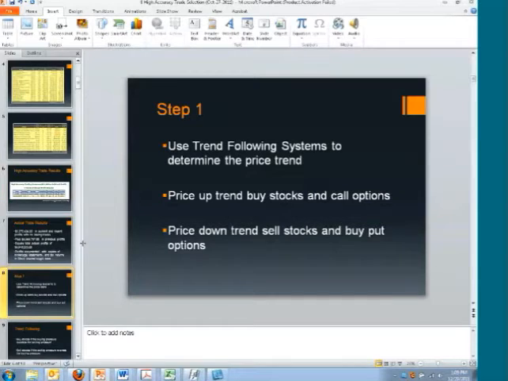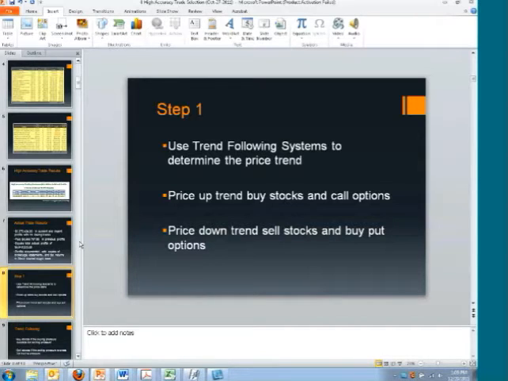So let's talk about the technical side of the trade selection. Step one, of course, is to determine the price trend, and we actually use three trend following systems to determine the price trend. We use the 50 and 100-day EMA averages for the intermediate term trend. We use the major trend system for the longer term trend, and for the shorter term trend, we use the MACD. So we use three different trend following systems depending on our time horizon.